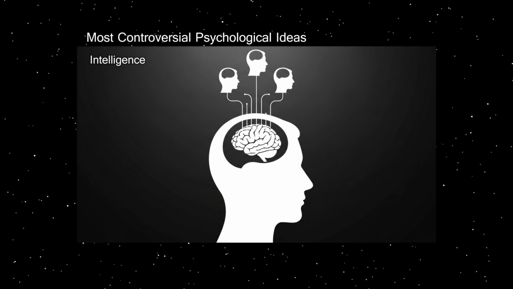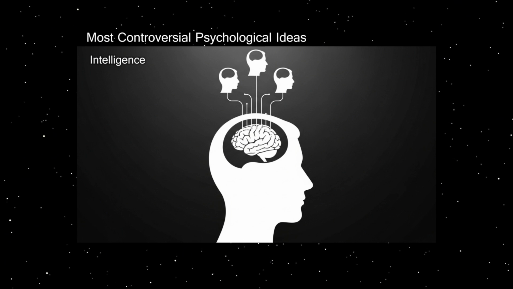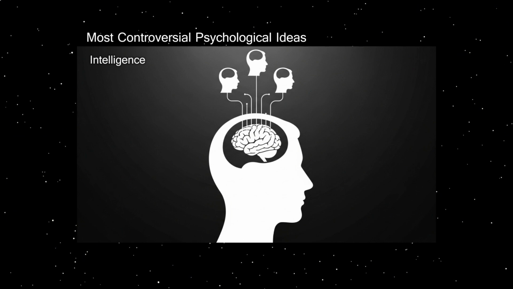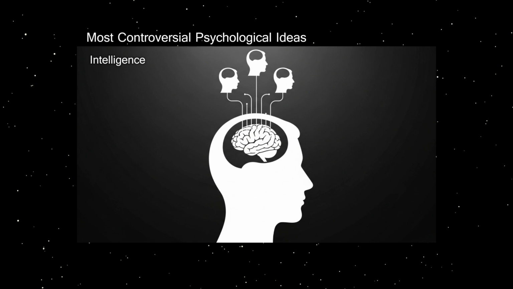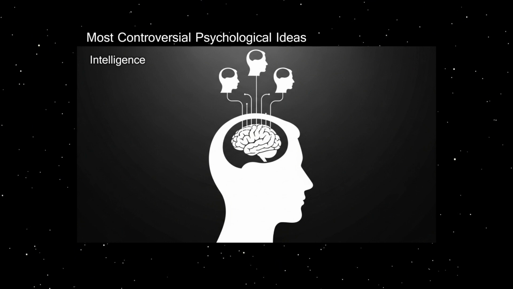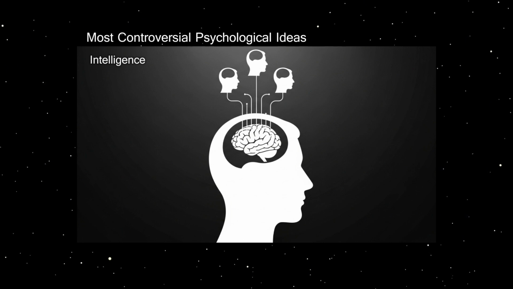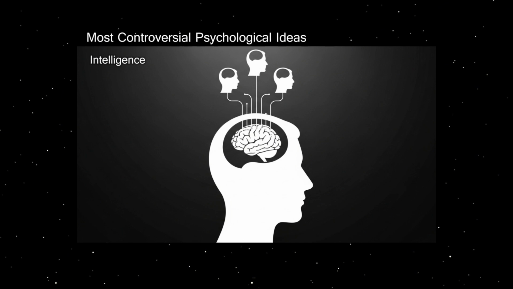Instead, it embraces an interactionist model, in which genes set certain potentials or boundaries, while the environment determines how those potentials are expressed. Intelligence, in this view, is a dynamic trait, partly inherited, partly cultivated, and always subject to change over time through experience, effort, and opportunity.